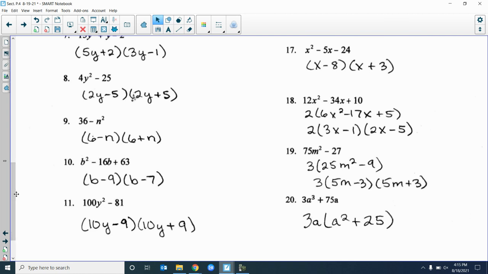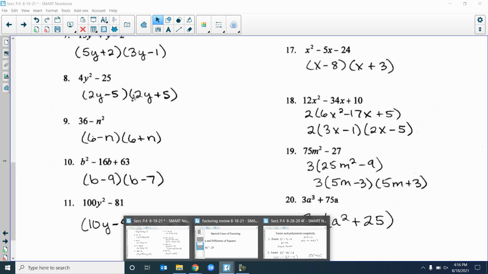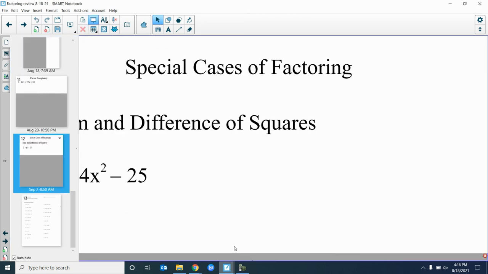All right, and then there's 20. Now 20 just has a GCF, and this second part does not factor again because it is a sum of squares. I know in a couple of classes I didn't get all the way done, so I'm going to run through a couple of those examples at the end just so that you see them. And then I'll start with today's work.